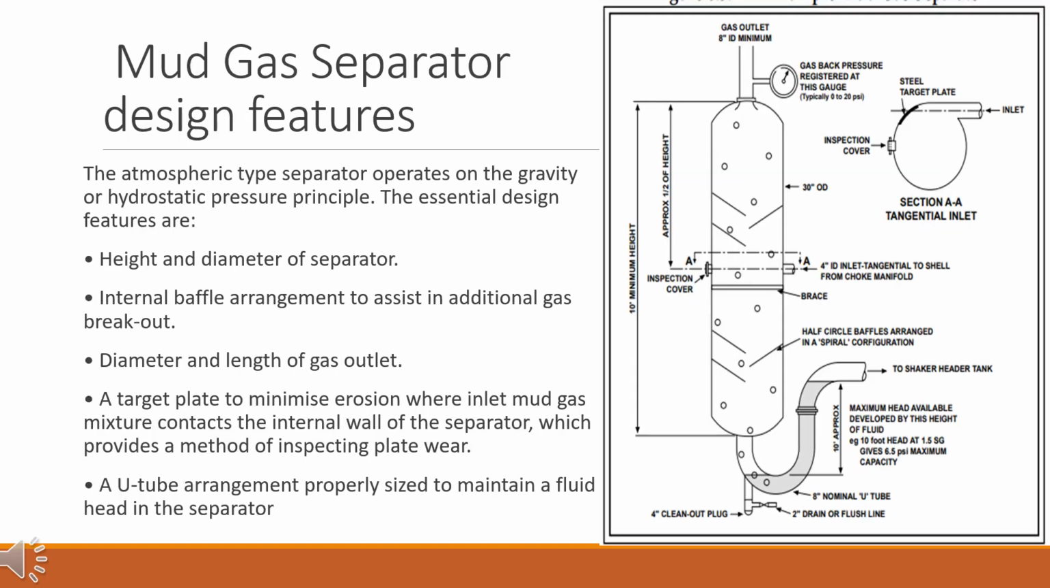Mud gas separator design features. The atmospheric type separator operates on the gravity or hydrostatic pressure principle. The essential design features are: height and diameter of separator, internal baffle arrangement to assist in additional gas breakout, diameter and length of gas outlet, a target plate to minimize erosion where inlet mud gas mixture contacts the internal wall of the separator, which provides a method of inspecting plate wear, and a U-tube arrangement properly sized to maintain a fluid head in the separator.